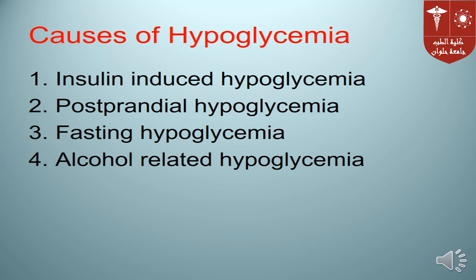What are the causes? One of the most important is insulin-induced hypoglycemia, drug-induced. Insulin is taken as a drug for patients with type 1 diabetes. They are dependent on insulin. These patients can experience hypoglycemia from the drug. So we must take guard, we must take care of these patients, we must monitor them regularly, and we must give them the adequate dose.